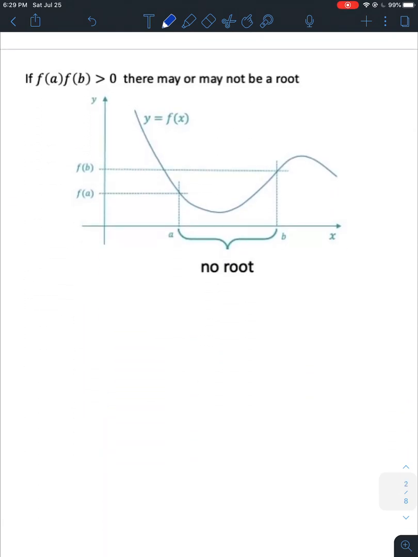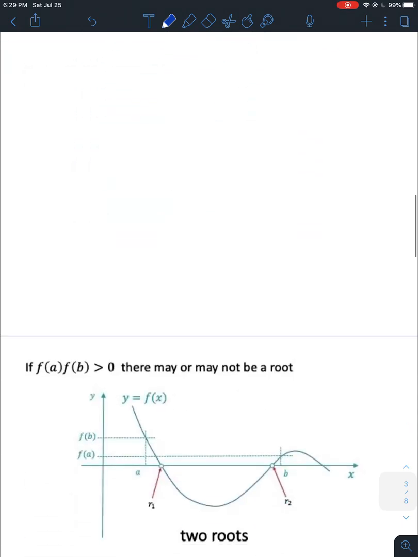And in the case where f(a) times f(b) is greater than 0, there could be a root or there could be no root. For example, in this case, we have f(a), which is positive, and f(b), which is also positive, so f(a) times f(b) is positive, and there are no roots.